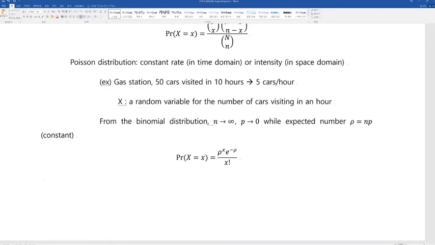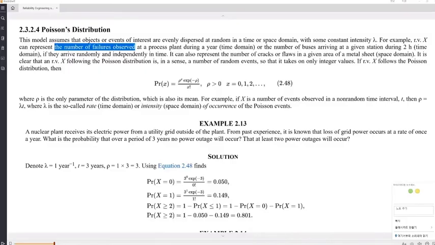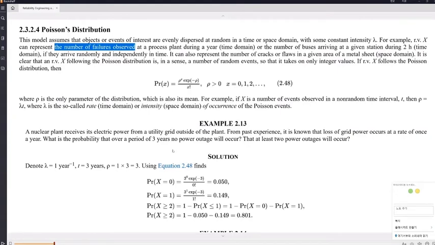So let's go back to our textbook, and here rho is the only parameter of the distribution. Only a single parameter is used in the Poisson distribution, and x would be the number of events that is observed in a non-random time interval, and rho would be lambda t, where lambda is the rate or intensity.